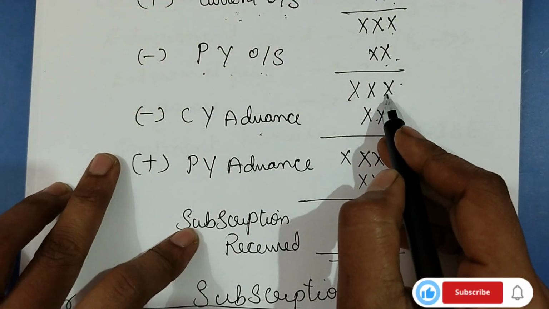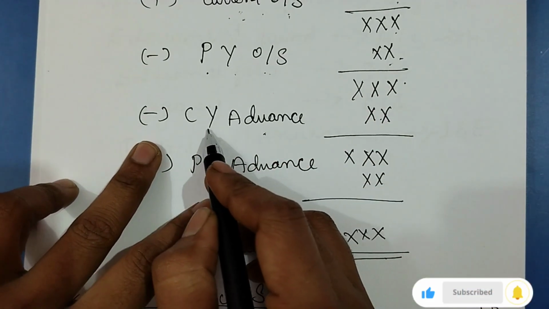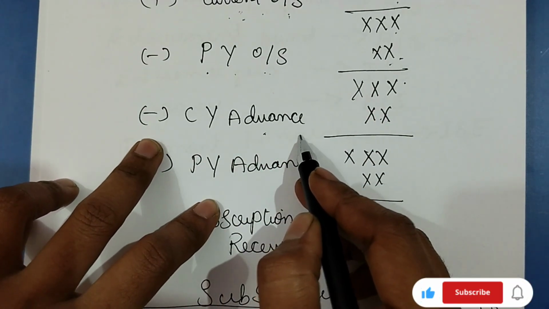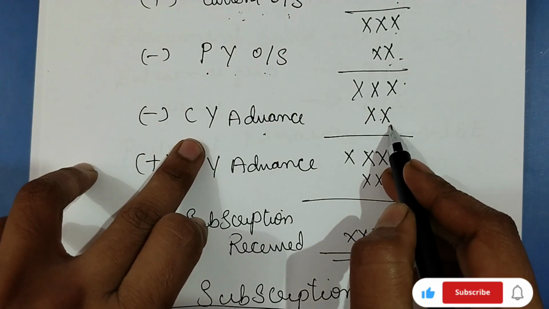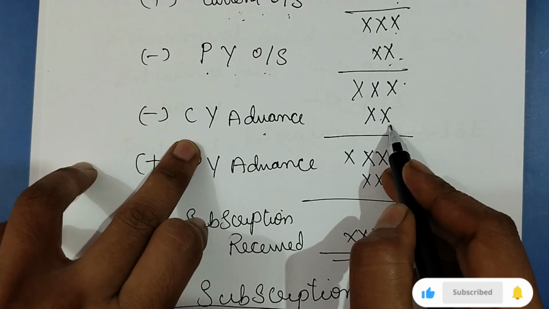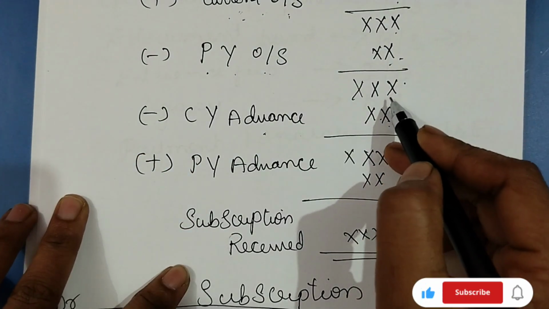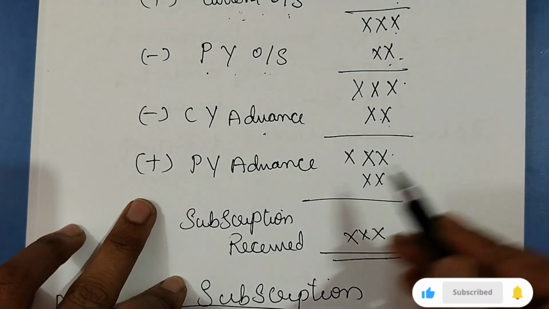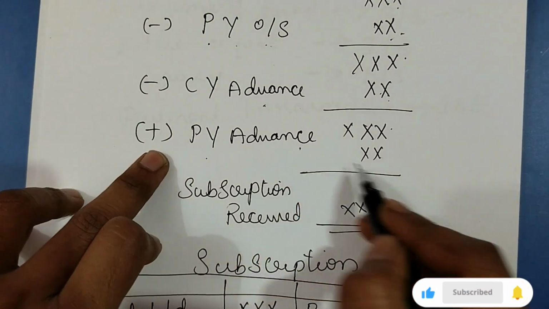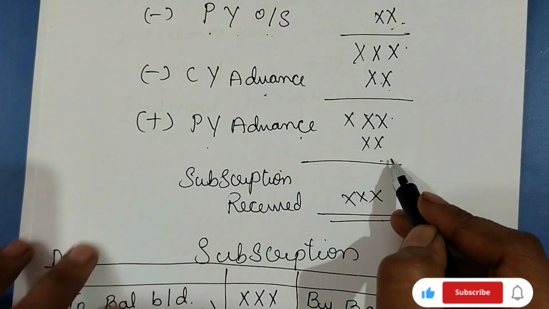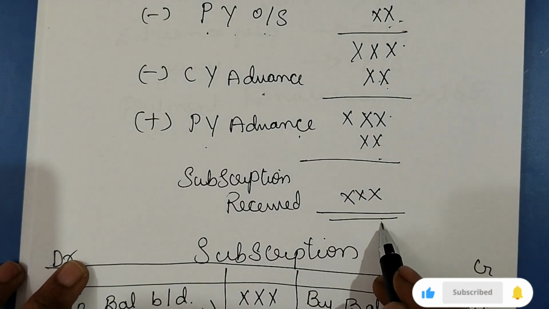Then from the balance amount, whatever the current year advance is there, we need to deduct, because you have not yet provided the service for this. So that amount you are deducting. Then if any previous year advance amount is there, we add that. Then we get the subscription received.